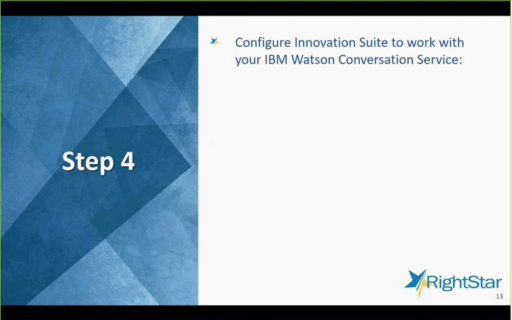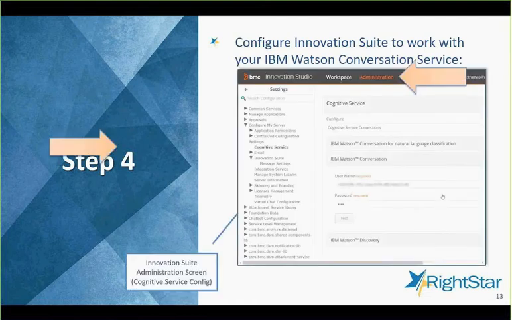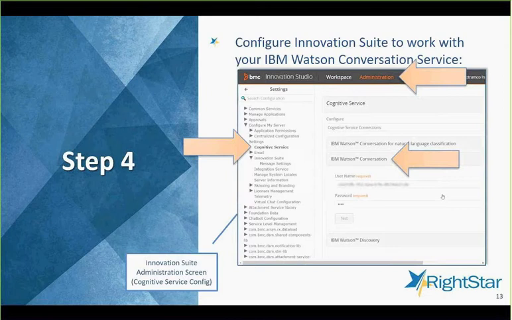So once we've got our conversation service, we need to plug it in to our innovation suite. And that's done in the innovation suite administration. It's relatively straightforward. We basically tell it what conversation service using a username password pair that is provided by IBM, and we configure it, and that's how it knows to use that particular IBM instance that's dedicated to us.